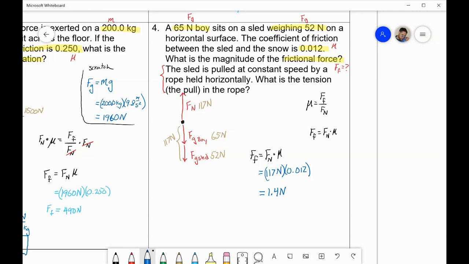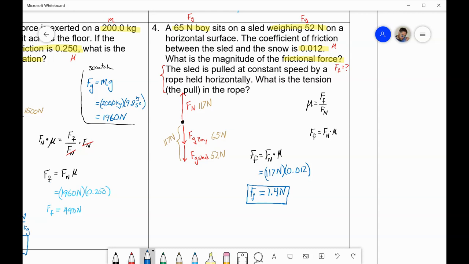Am I done? Well, kind of. I said, what is the magnitude of the frictional force? So this is my first answer, and it's already done. That's my frictional force. Secondly, it tells me up here at the top, it says the sled is pulled at a constant speed by a rope held horizontally. What is the tension, the pull of the rope?